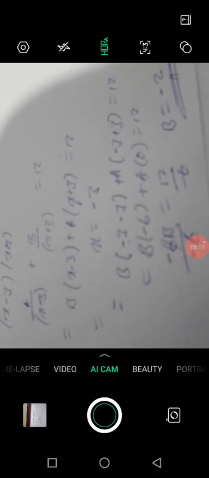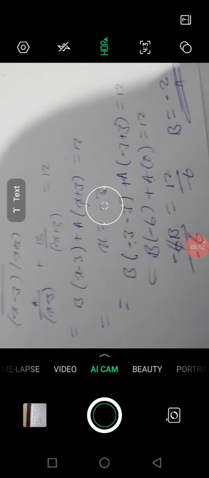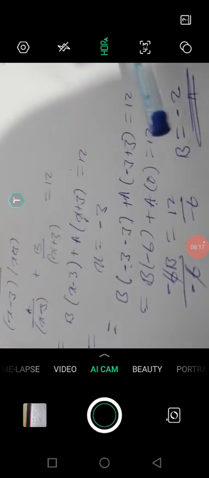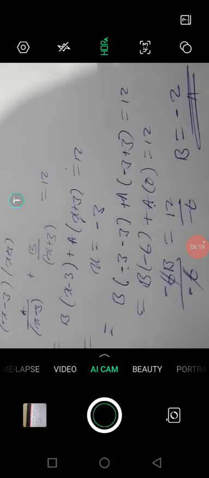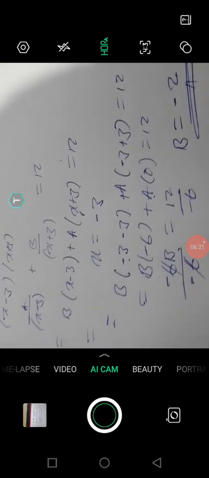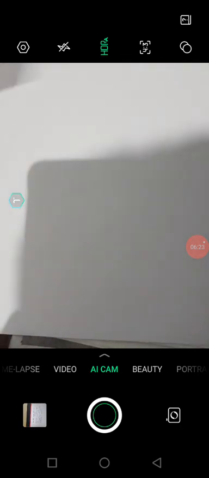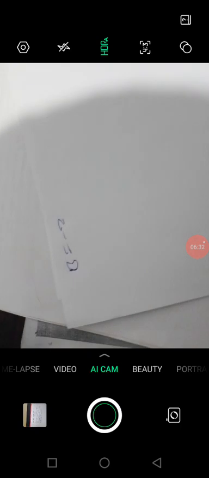So what's going to happen here is this. Let's now try to find the value of A. So the B we have here is equal to negative 2. Now what about the value of A? Getting the same thing that has been provided, which is this.